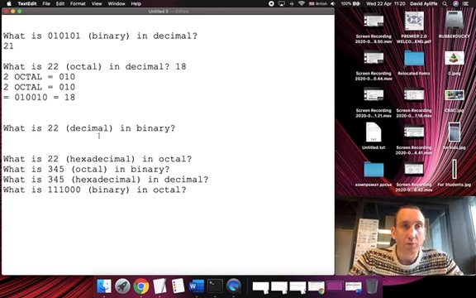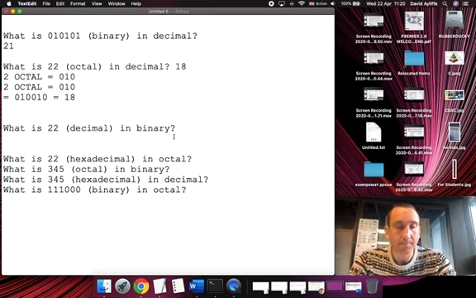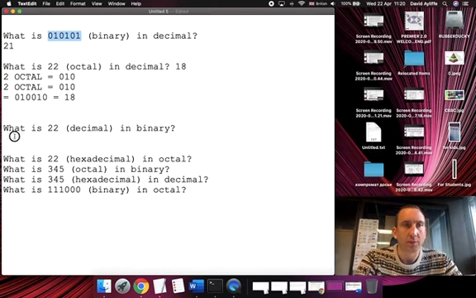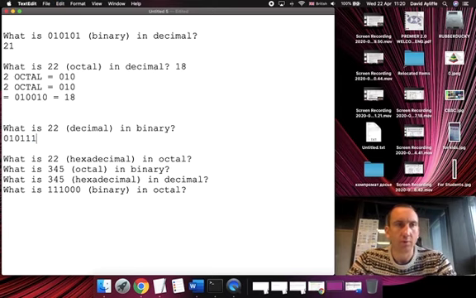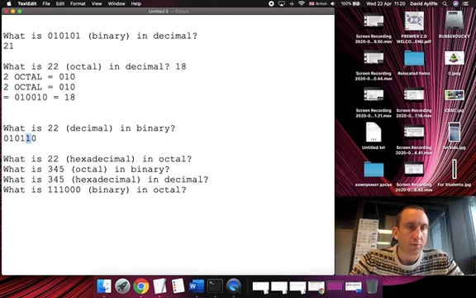What is 22 decimal in binary? So we know that this is 2 to the power of 1, and that's 1, and that's 2. So if we make that and that, then we can be confident that that is 22 in binary. Let's double check. So that's 1, 2, 4, so 6, 8, plus 16. So 16 plus 6 is 22.